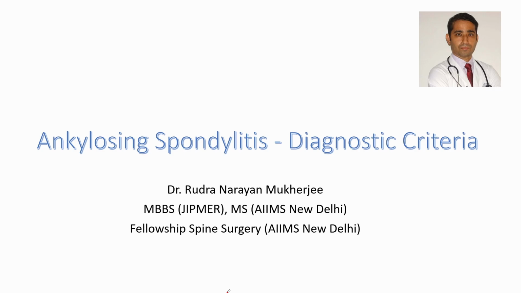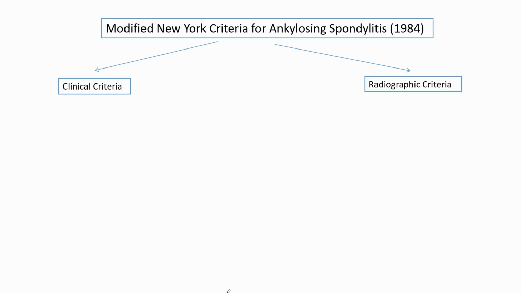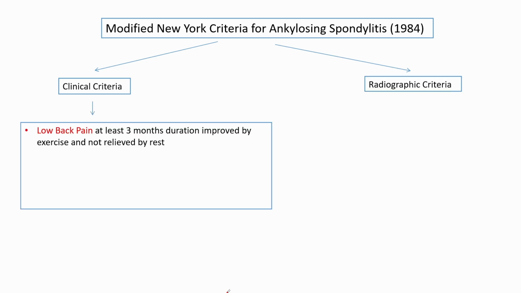Diagnostic criteria for ankylosing spondylitis. The diagnostic criteria used for ankylosing spondylitis is the modified New York criteria of 1984, which has clinical criteria and radiographic criteria. There are three clinical criteria. First is low back pain of at least 3 months duration improved by exercise and not relieved by rest.